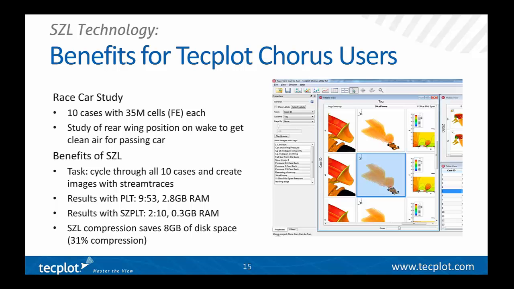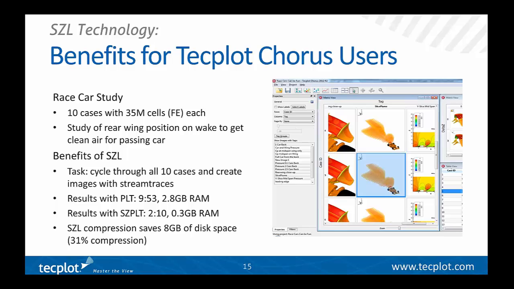This is the case we showed you before with Tecplot Chorus. So this is a design study. It is a race car, and particularly they're looking at the position and angle of the rear wing. The goal of this study is to get the wake up and out of the way of a trailing car, because they'd like the trailing car to have clean air so it can have a lot of traction for passing. That seems contrary to the purpose of racing somehow. Apparently it's boring if the lead car just stays in the lead the entire way. They're trying to make it easier for people to pass, so it's more interesting.